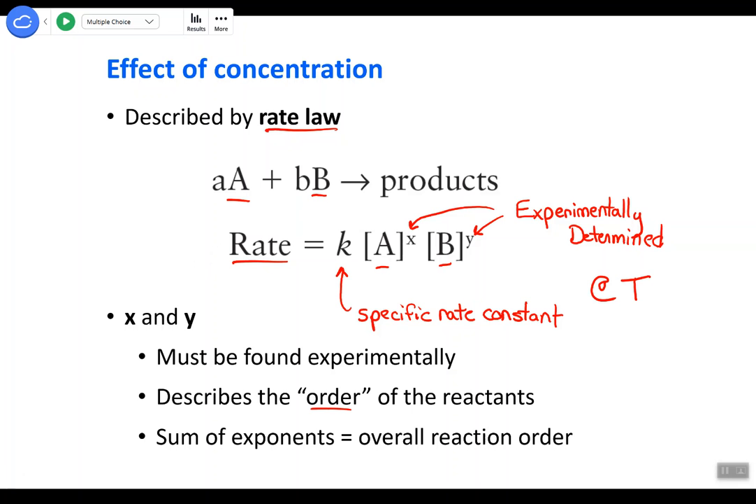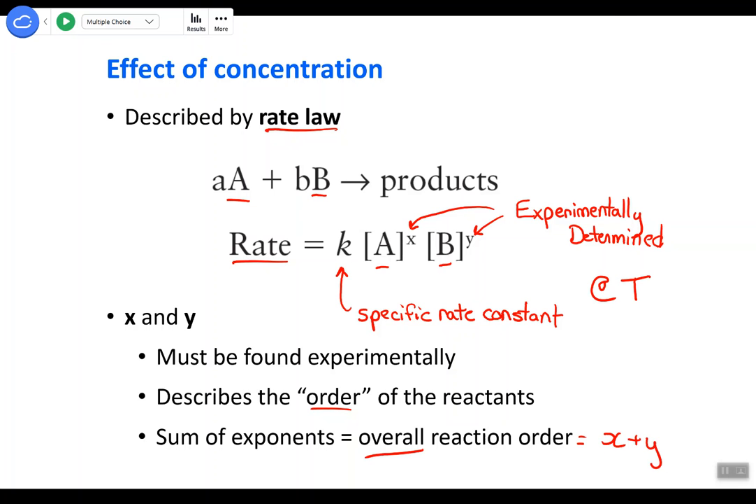The x and the y, those exponents, tell us the order of the reaction according to whatever reactant or product they're referring to. So x would be the order of the reaction according to A. Y is the order of the reaction according to B. And if we take x plus y, that gives us the overall order of the reaction.